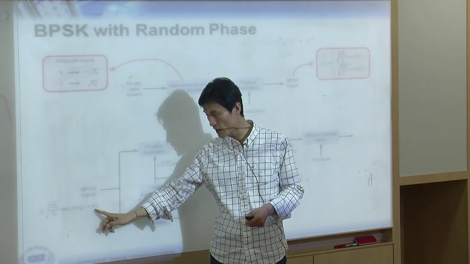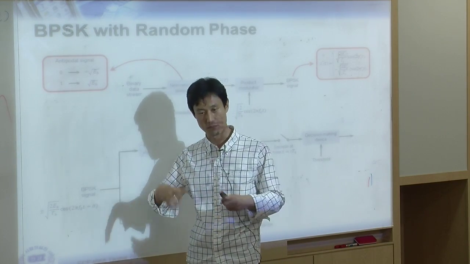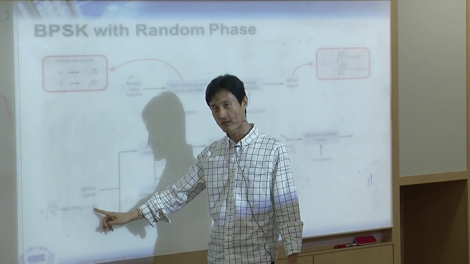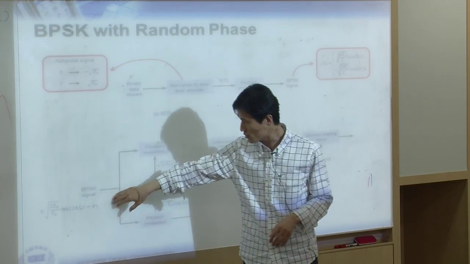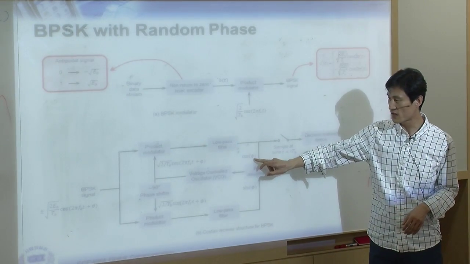Once you use this Costas receiver structure in the BPSK receiver, what's happening is even though you have a phase difference, and this phase difference is random, right? This data can be big or small. Even though you have a random phase, that's okay. Because this one goes up, this one goes down, and eventually your output here is going to be cosine phi.